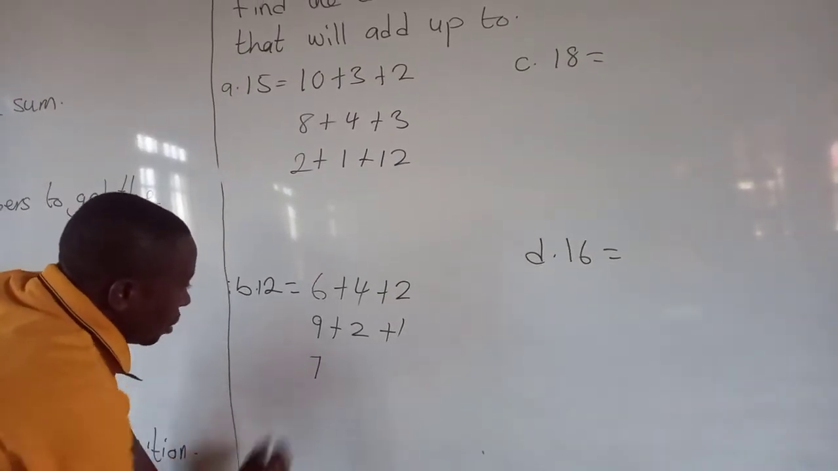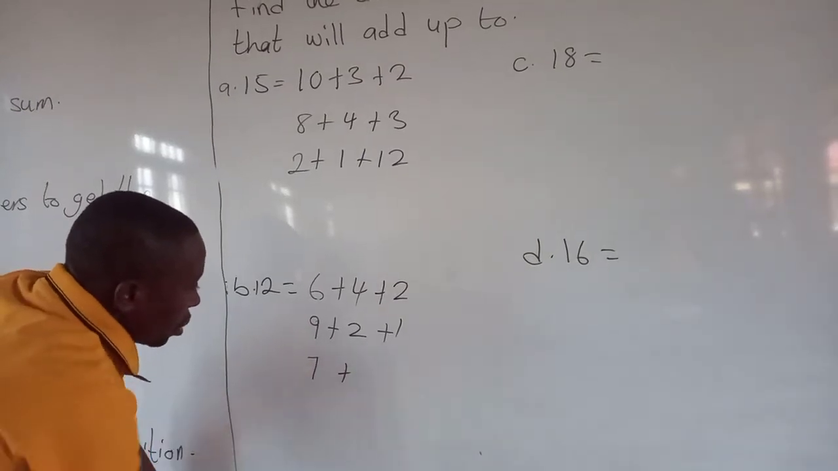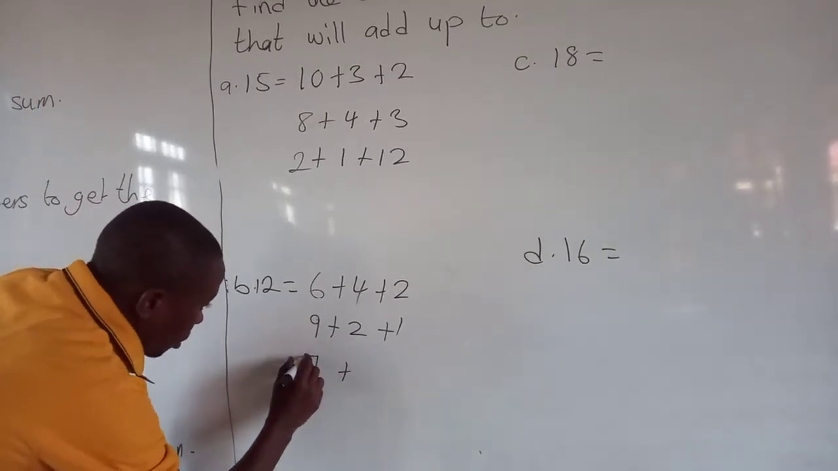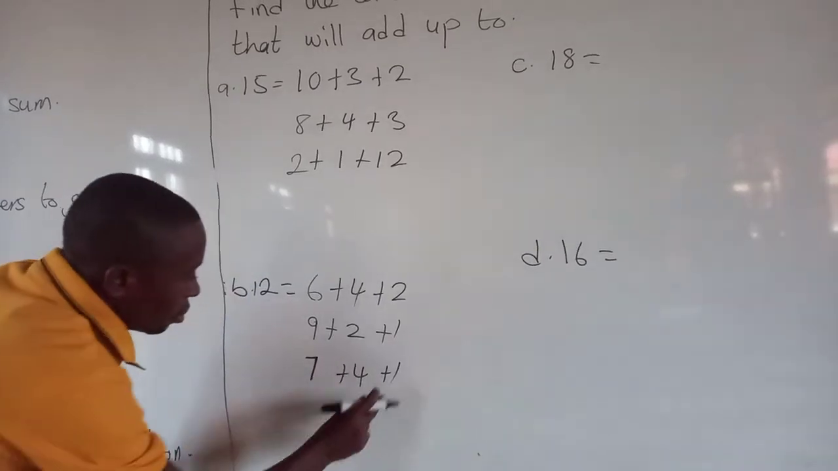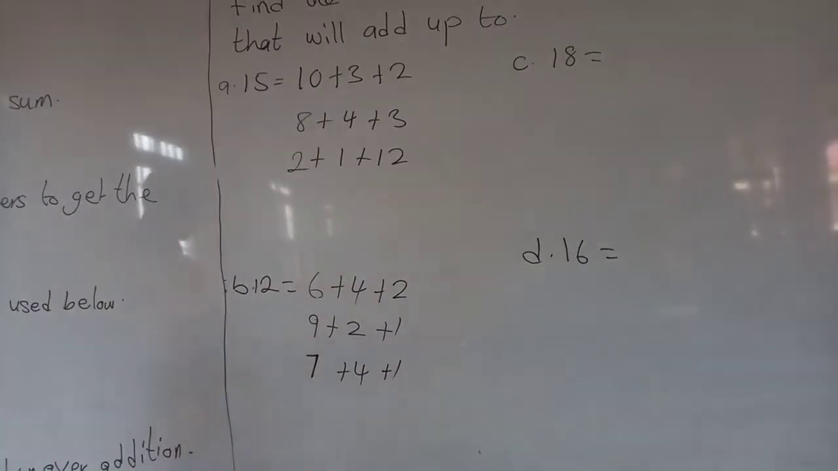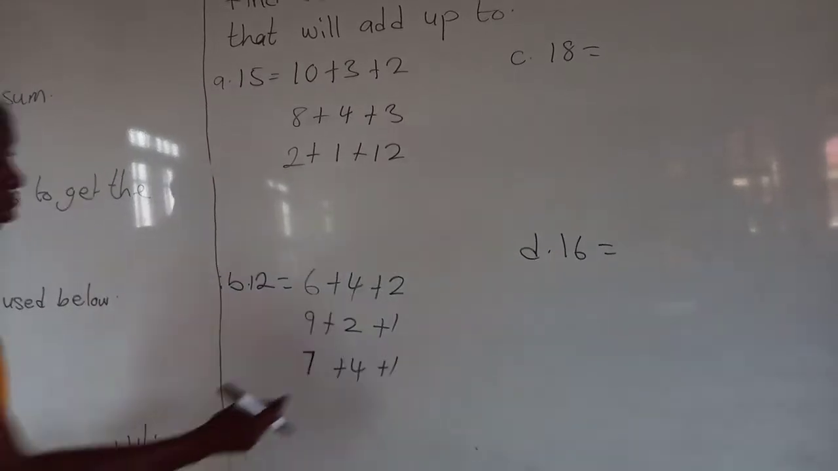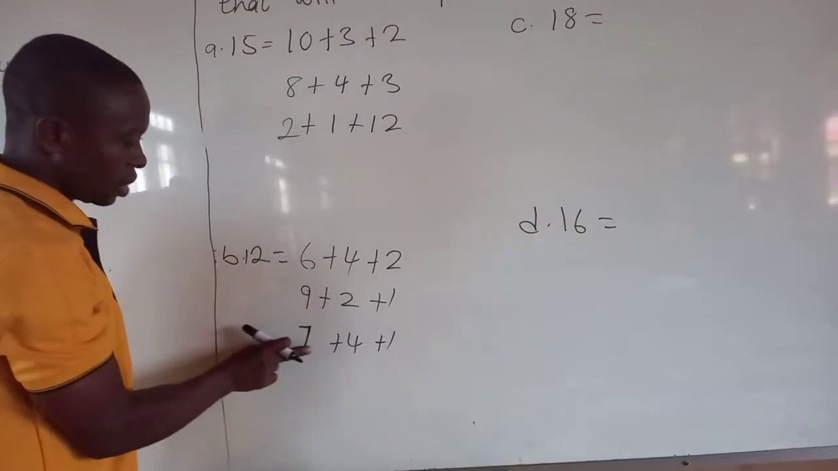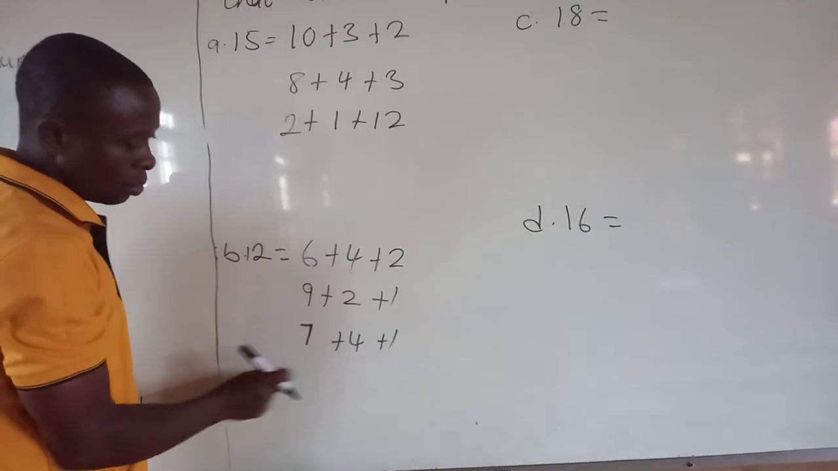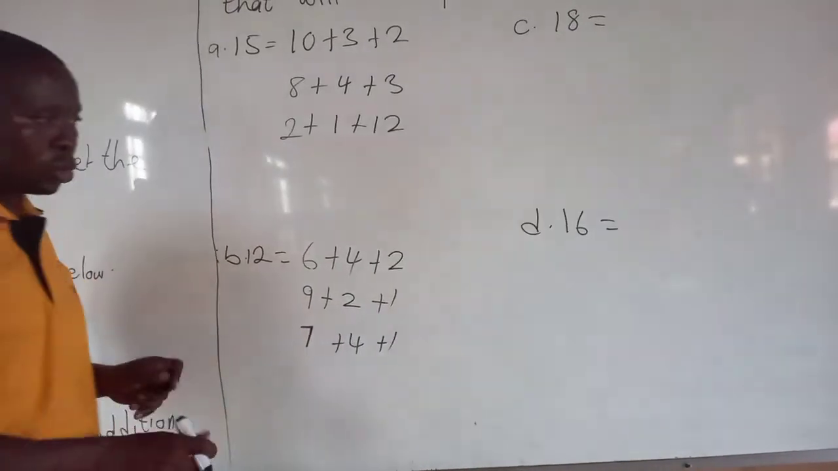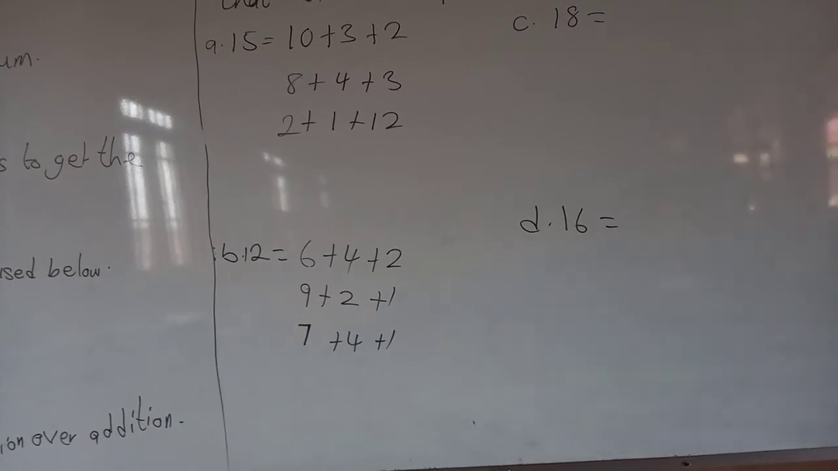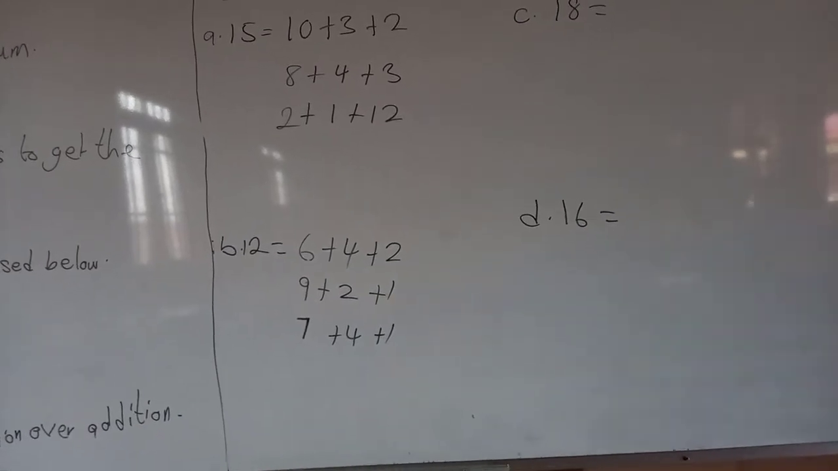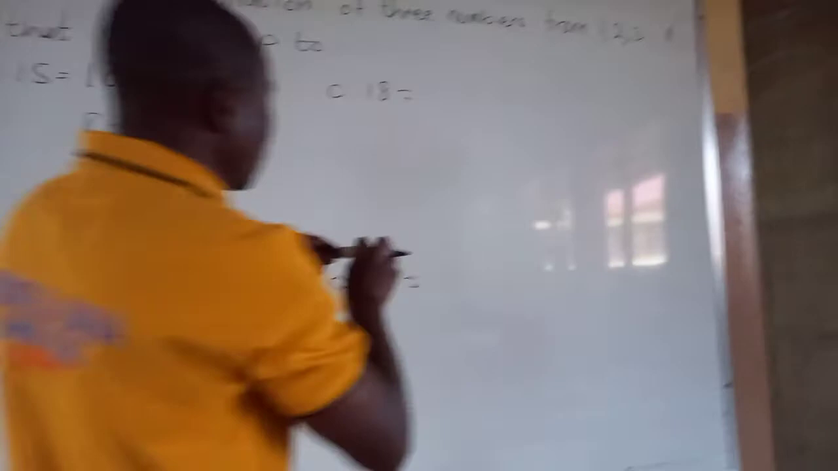Me, I'm using 7 plus 4 plus 1. When you add this to the 7, you get 11, plus 1, you get 12. You see, you are combining different numbers to get the same sum. Good. Let's look at the next one.